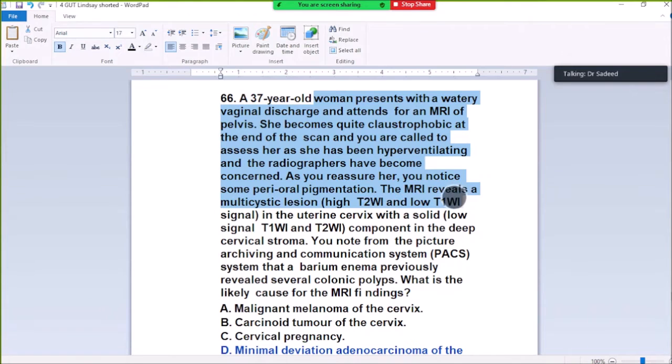MRI reveals a multicystic lesion, high T2 and low T1 signal, in the uterine cervix, with a solid low signal on T1 and T2 component in the deep cervical stroma. You note from the picture archive PACS system that a barium enema previously revealed severe colonic polyps. What is the likely cause for the MRI finding?